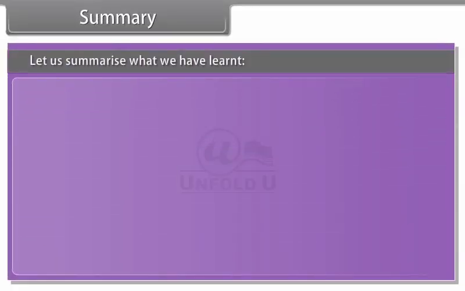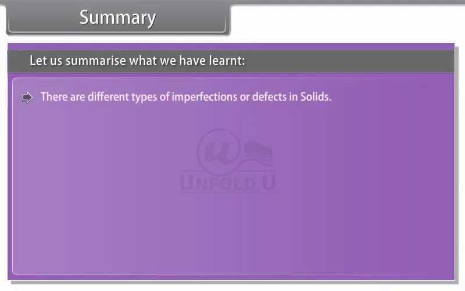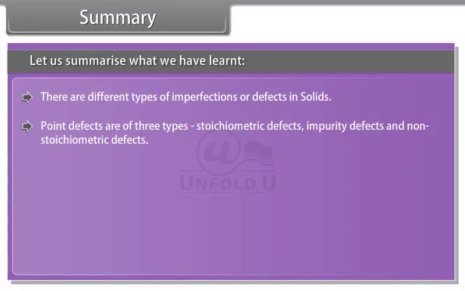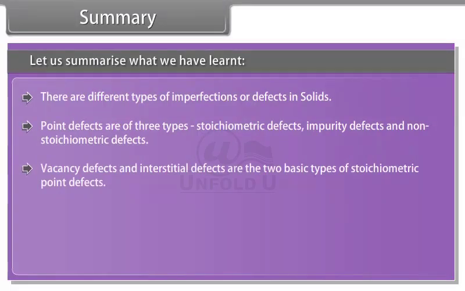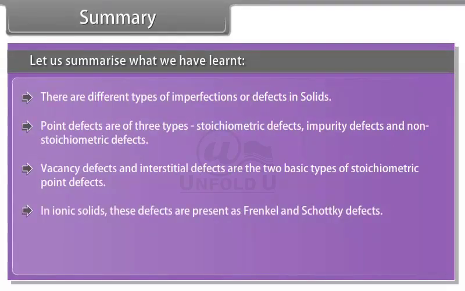Summary. Let us summarize what we have learned. There are different types of imperfections or defects in solids. Point defects are of three types: stoichiometric defects, impurity defects, and non-stoichiometric defects. Vacancy defects and interstitial defects are the two basic types of stoichiometric point defects. In ionic solids, these defects are present as Frenkel and Schottky defects.